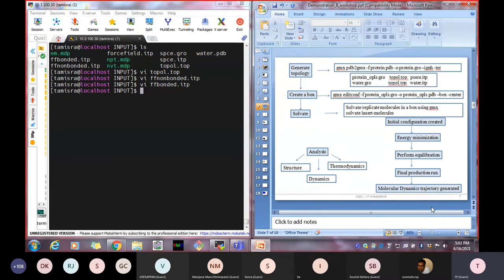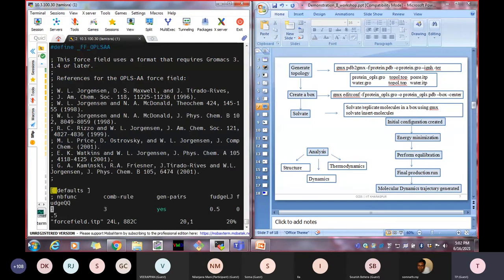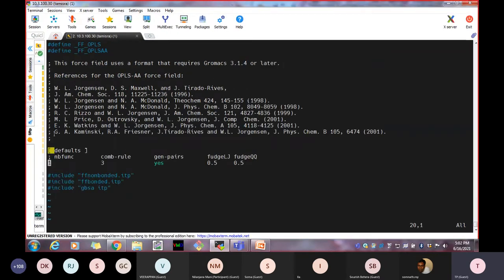So after this, now we come to the main part. Okay, I must also show you something that is important: forcefield dot ITP, which I forgot to show you. Basically, this forcefield dot ITP contains these terms, because forcefield dot ITP includes your non-bonded dot ITP term, your bonded dot ITP term, and this is something else.